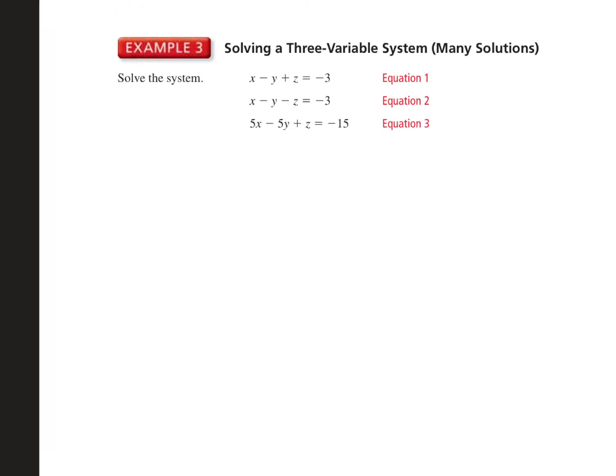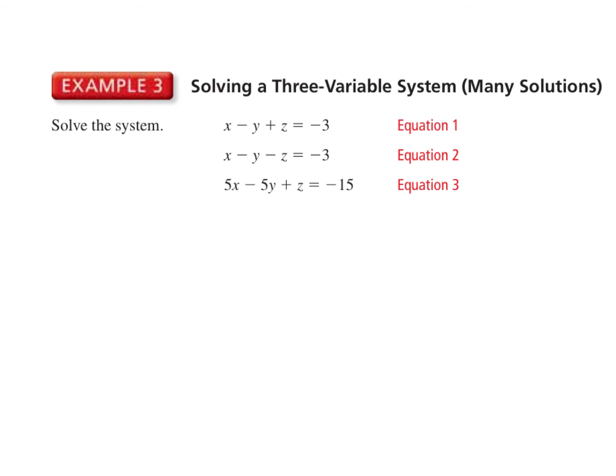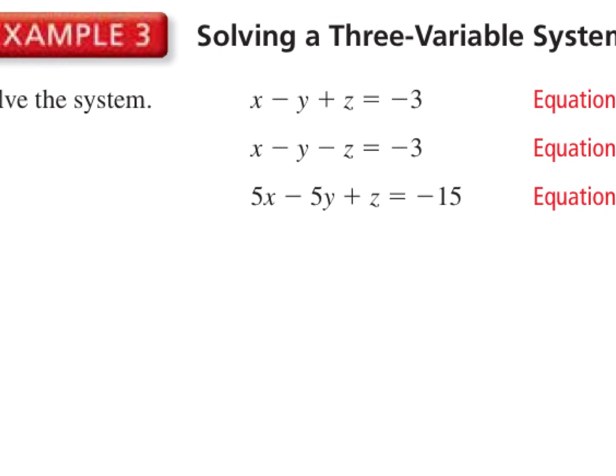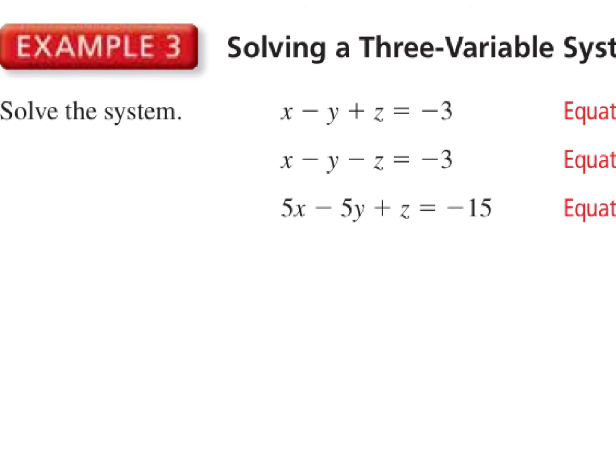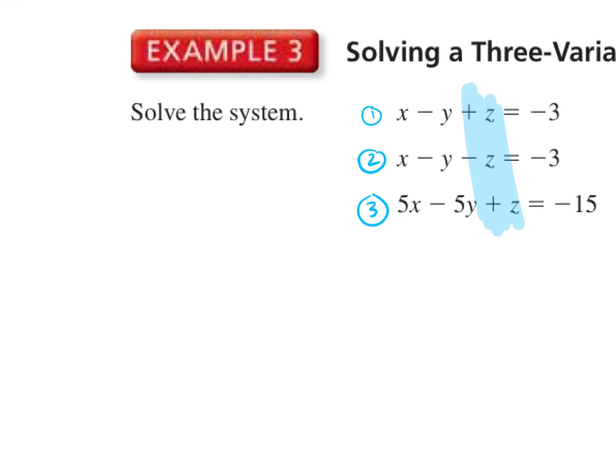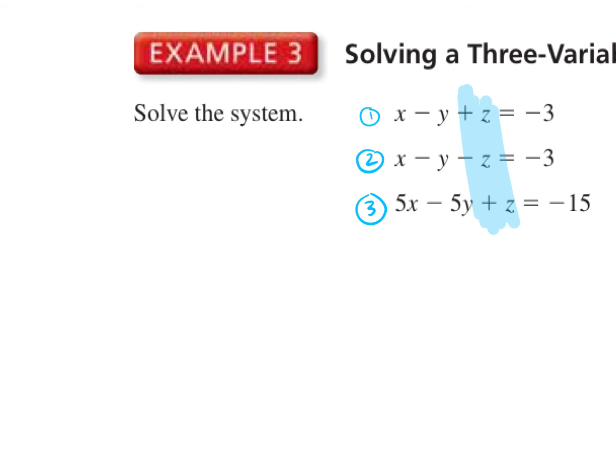From the notes, Example 3. So let's label my equations 1, 2, and 3. Which variable do we want to cancel? X's, Y's, or Z's? Z's. Good choice, because they all have the same coefficient, so it'll make it easier for us to cancel them out.